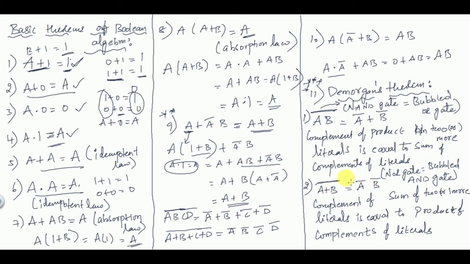If you want to talk about De Morgan's theorem in terms of logic gates, this is the representation: NAND gate is equal to bubbled OR gate, and NOR gate is equal to bubbled AND gate. Here the operation is AND, but it is called a bubbled AND gate because the input variables are complemented, which is what bubbled means.